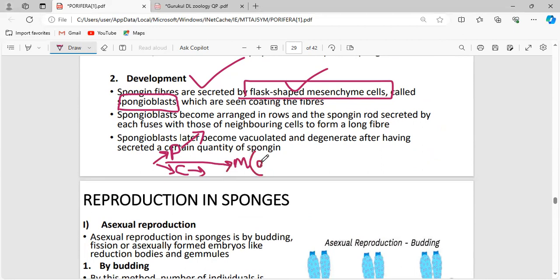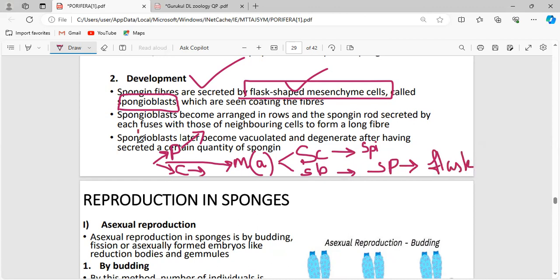In the mesenchyme, there are amoebocytic cells. These amoebocytic cells give rise to two different types of cells: the scleroblast and the spongioblast. This scleroblast gives rise to the spicules, and this spongioblast gives rise to the spongin fibers. And these spongioblasts are the ones that look flask-shaped.